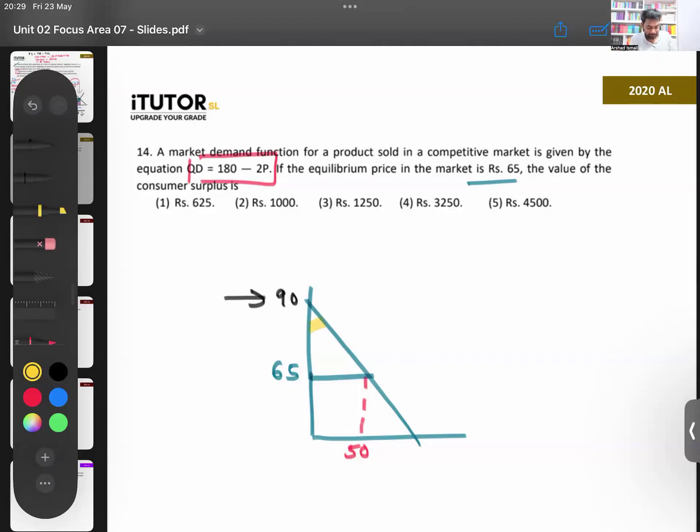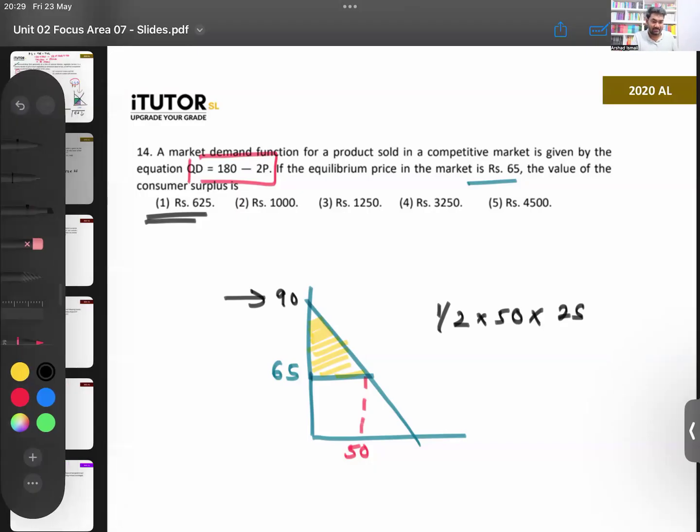Now you can find this. How much is that? Half into base into height is 90 minus 65. That is 25, no? 625. Good. Okay, these are very easy questions. You just have to find the equilibrium quantity, find the maximum demand price, put it into the equation, and you can get your answer.